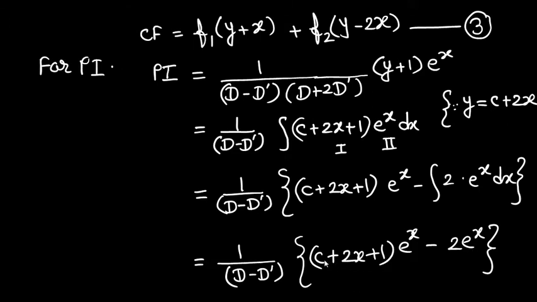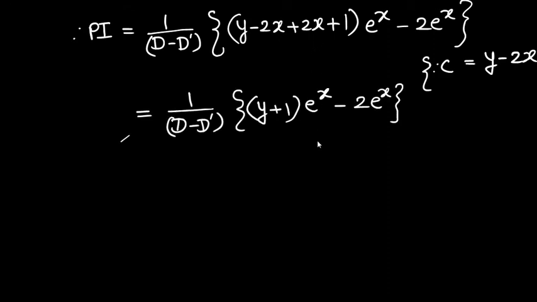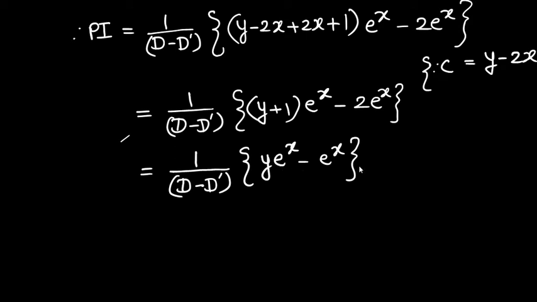After integration, substitute the value of c. C equal to y minus 2x. Therefore, we get this step, this 2x minus 2x and plus 2x get cancelled. We get this value. Simplify the terms, we get this.